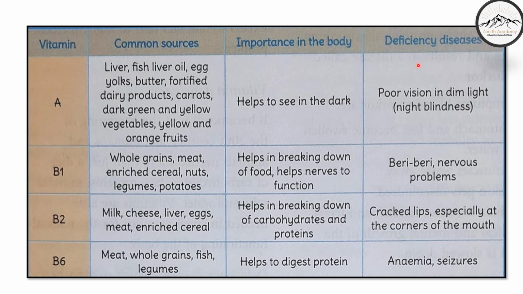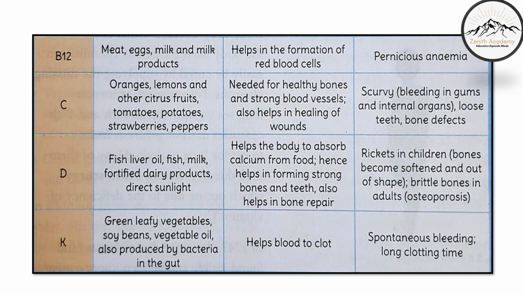So to avoid these deficiency diseases, you should have these types of foods. There are common sources of these vitamins which are given. So you should remember the common sources as well as the importance of these vitamins. So these are the remaining ones. The deficiency of vitamin B12 causes pernicious anemia.